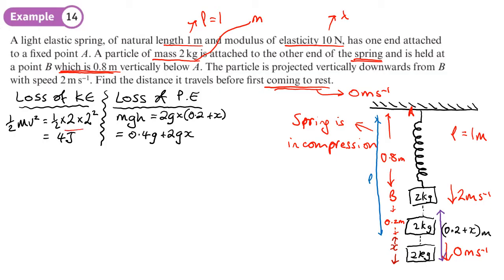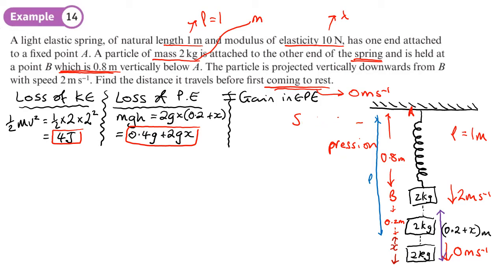So we've got a loss of kinetic energy, a loss of potential energy, and that will be equal to the gain in elastic potential energy. Okay, gain in elastic potential energy. So let's write down what that's going to be using lambda x squared over 2l.